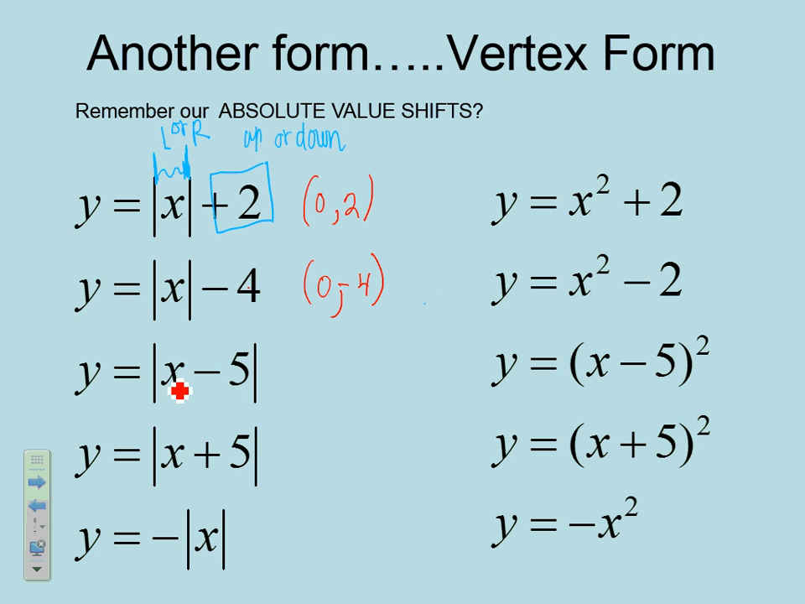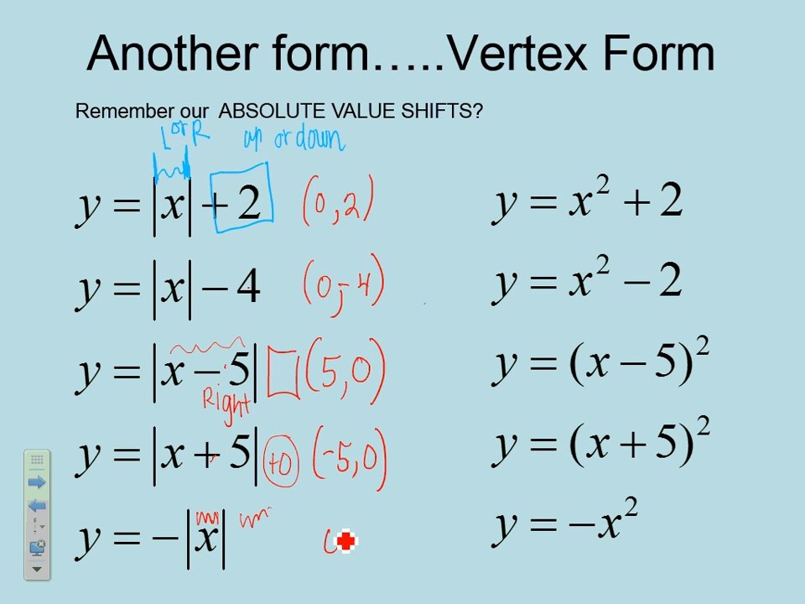This vertex would be, ooh, I have a shift. It's going to be right 5, because remember it's opposite when it's inside the absolute values. So right 5, and it doesn't shift up or down, so it's 5, 0. This one would be negative 5, opposite of positive is negative 5, and it doesn't shift up or down, so it would be negative 5, 0. This one doesn't have a left shift or a right shift or an up shift or a down shift, so the vertex would stay 0, 0.